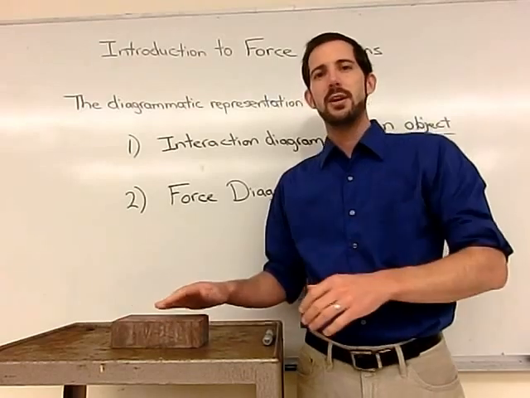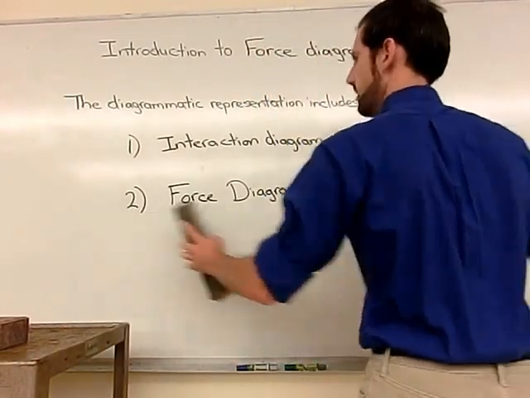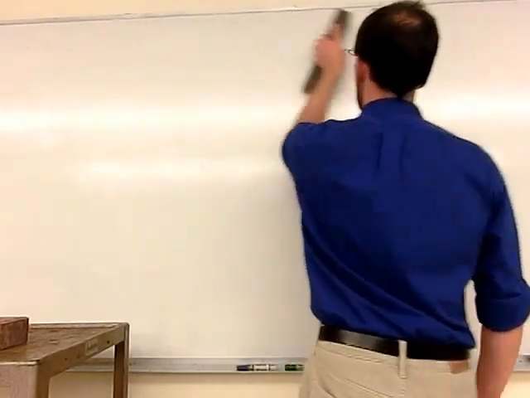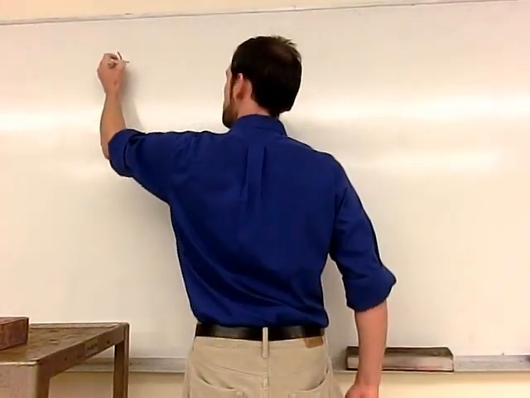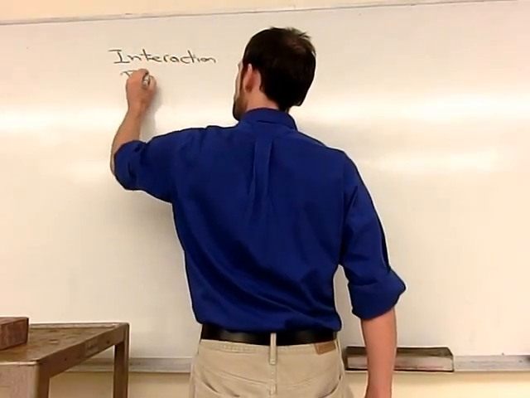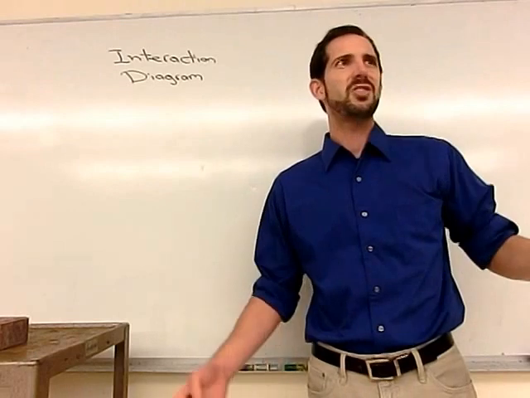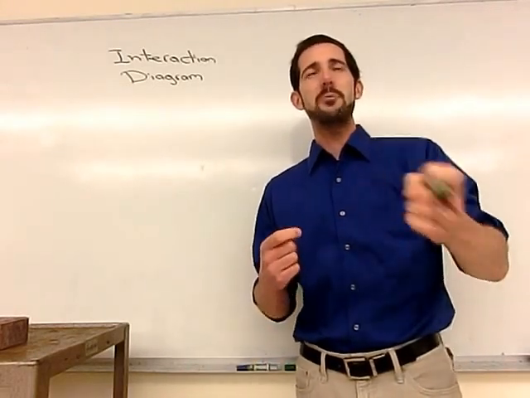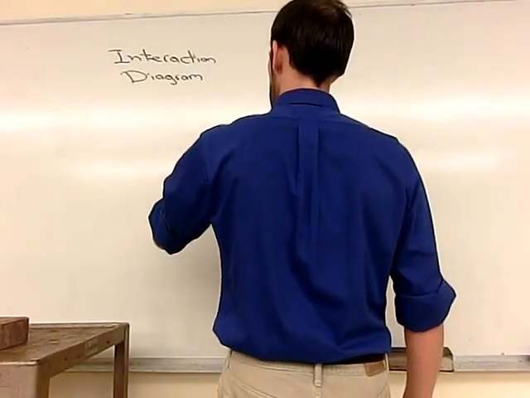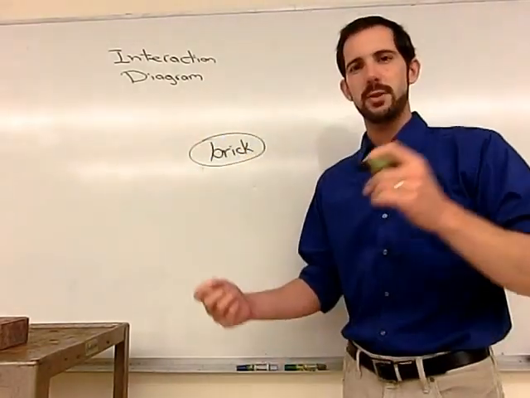We have our object, but what is it interacting with? Keep this here. We'll try to diagram this scenario. For the interaction diagram, we start by creating essentially a web of the object and everything that it might be interacting with. So we start with a brick, and we'll circle that and say, there we go, that's our object.